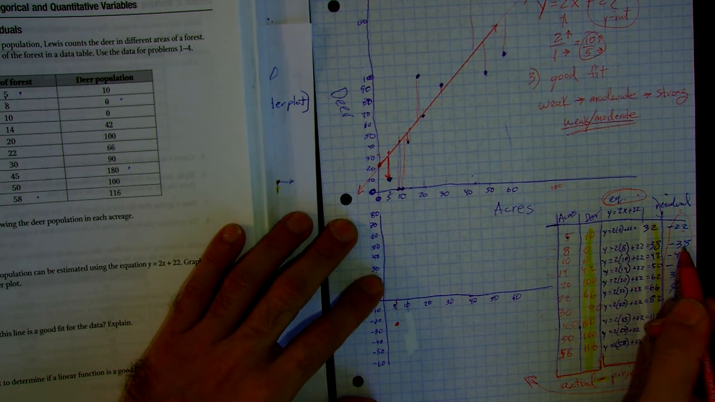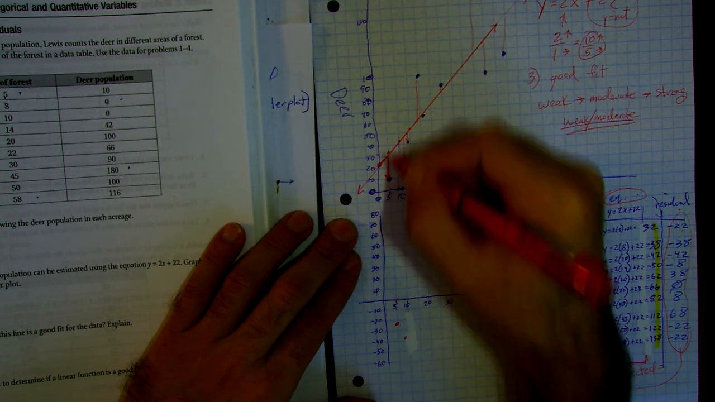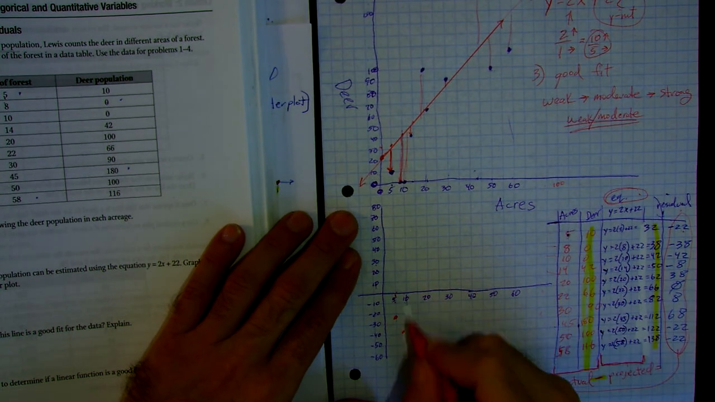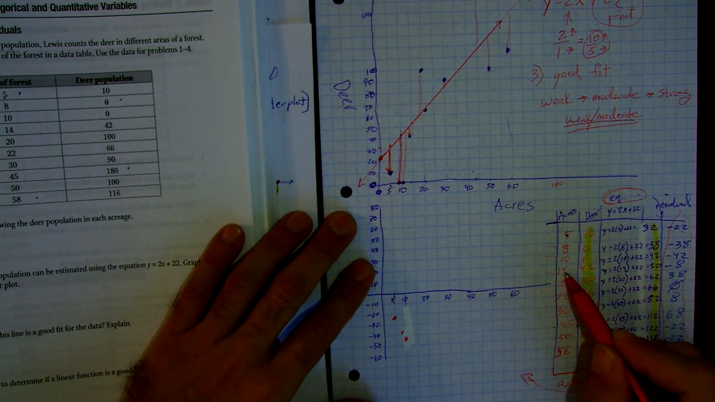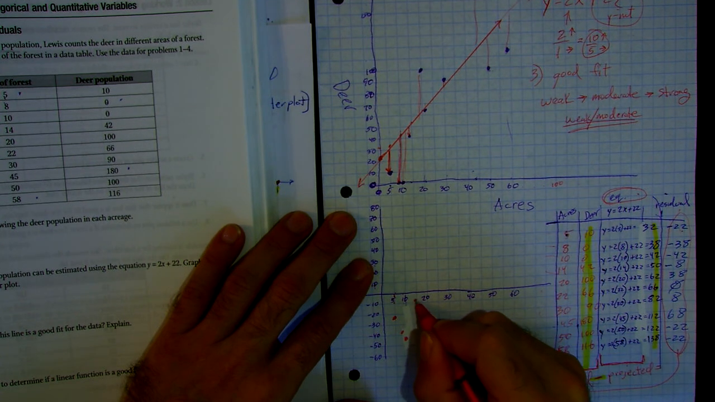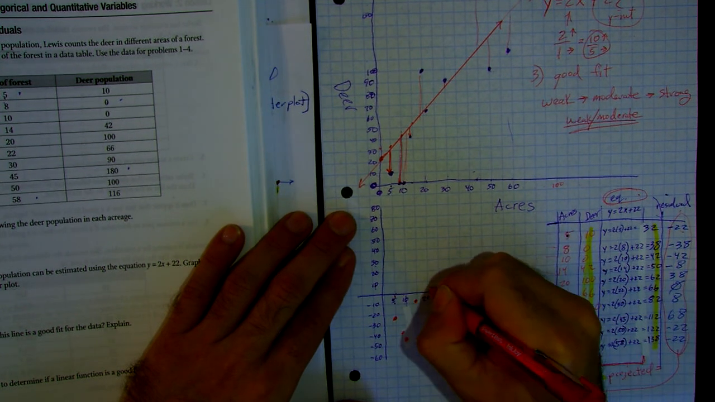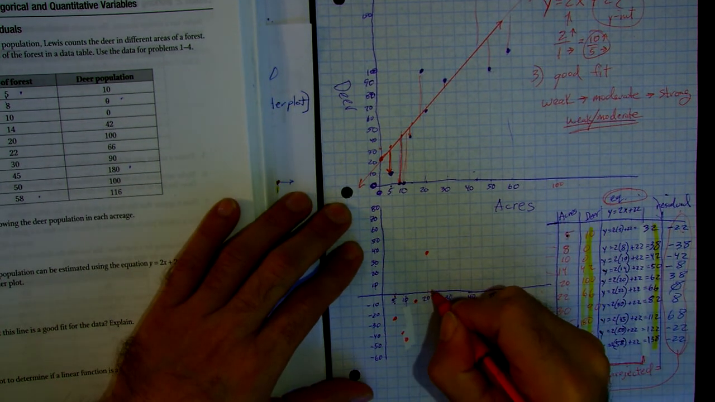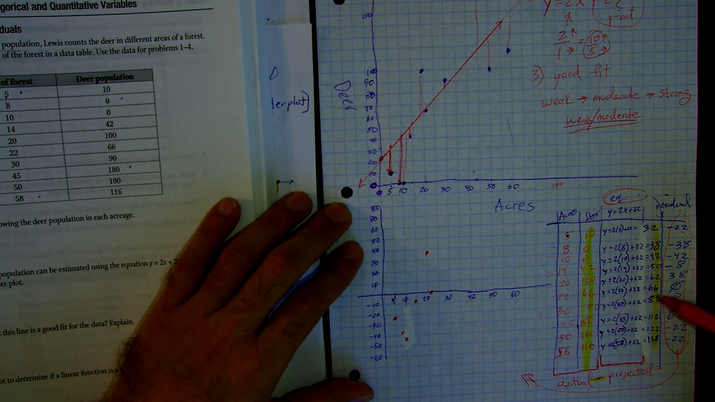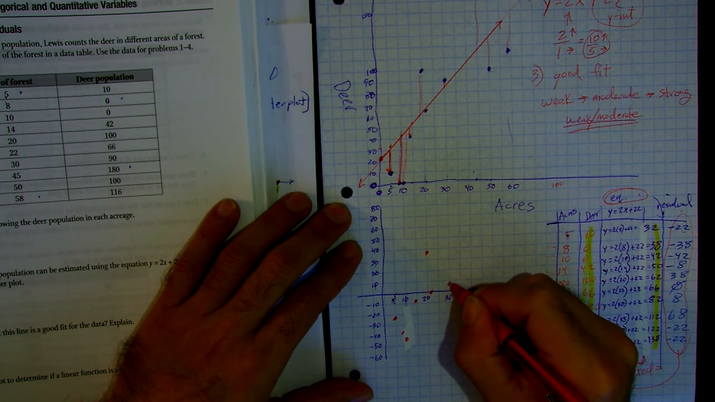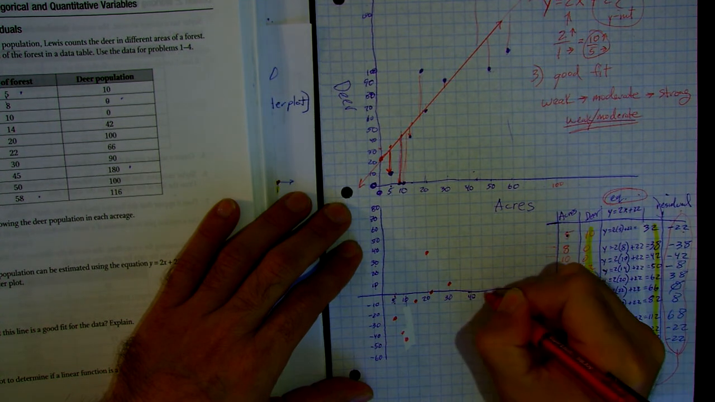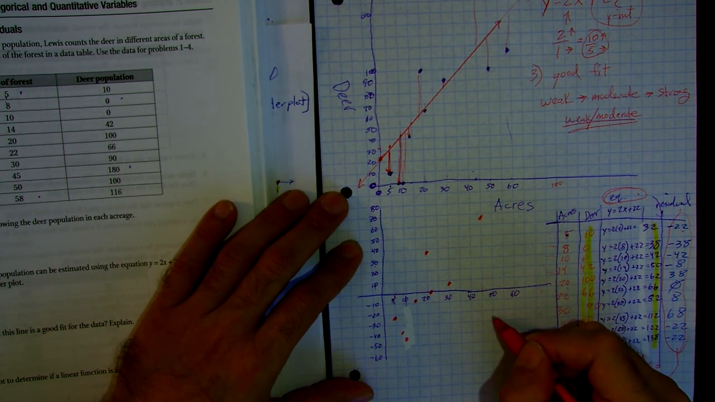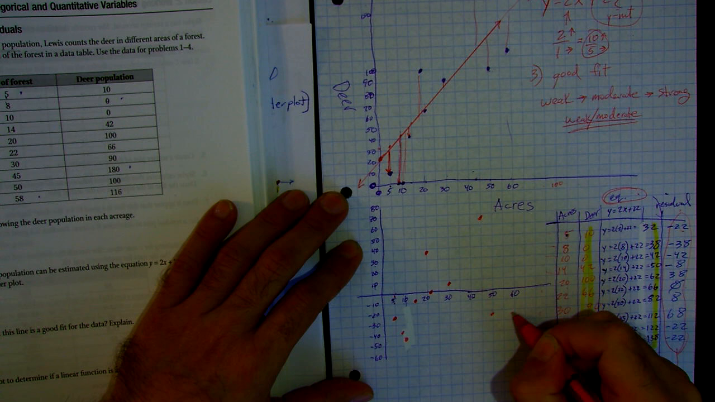All right, at 8, negative 38. Let's see if that makes sense. At 8, it was about negative 38. Yeah, makes sense. 10, negative 42. 14, negative 8. 20 and 38. 22 and 0. 30 and 8. 45 and 68. 50, negative 22. 58, also negative 22. All right, so there's our residuals.